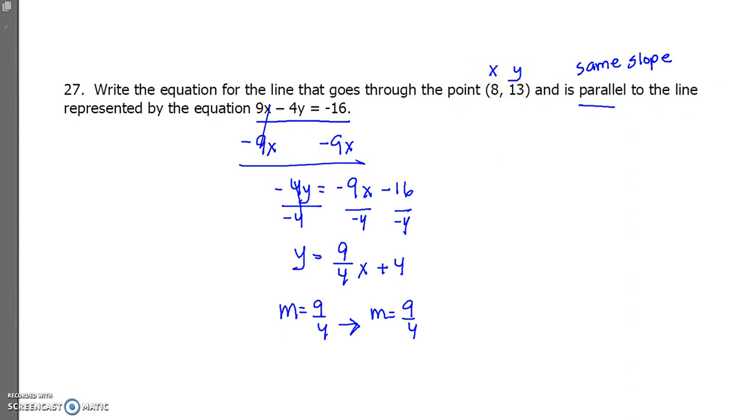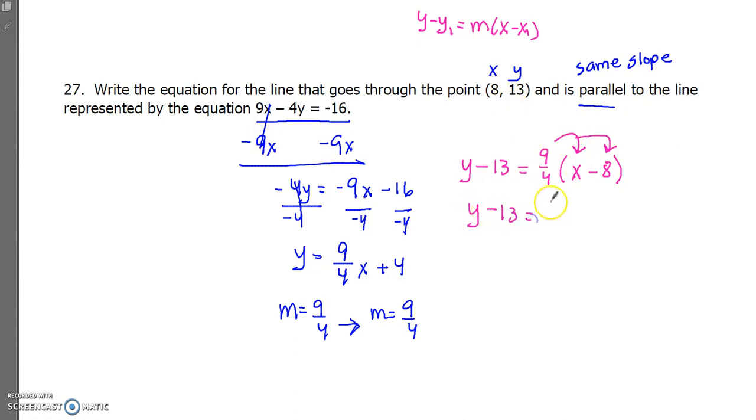So I'm going to put it into point-slope form. y minus y1 equals m times x minus x1. Remember, the first y stays the same, minus the y in the point, which is 13, equals my slope, which is 9 over 4, times x minus the x value in my point, which is 8. And then I just have to simplify, so I'm going to distribute. So I will have y minus 13 equals 9 over 4 x minus, well, 8 divided by 4 is 2, and then 9 times 2 is 18.